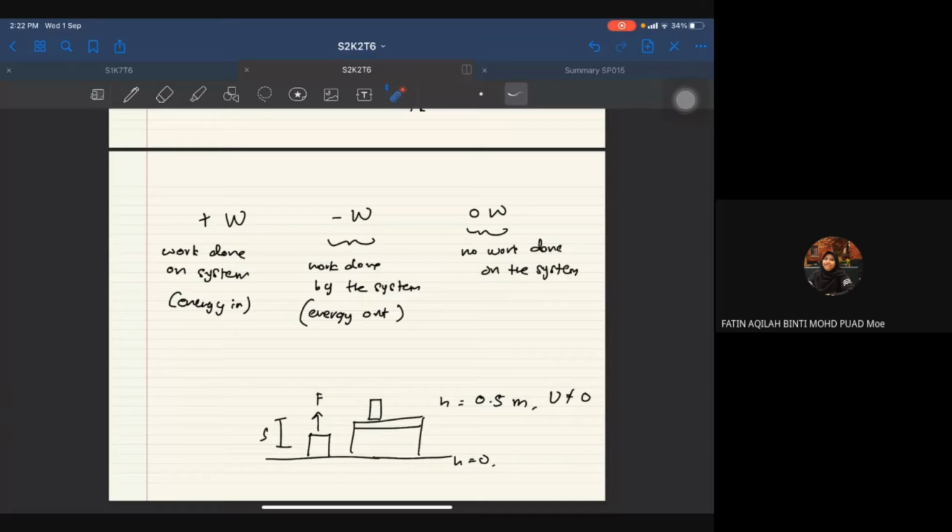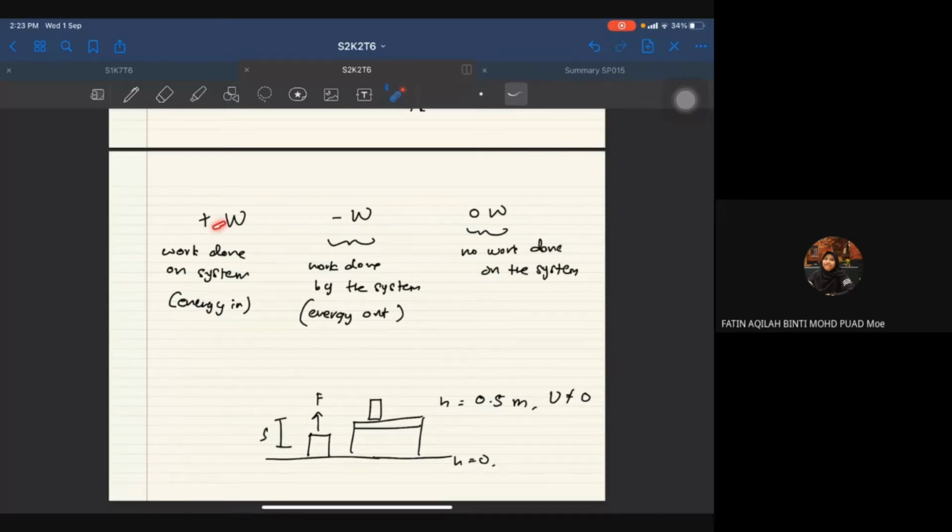So maksudnya dekat sini saya ada explain mengenai conservation of energy dan juga work energy theorem, which is what you're going to learn in the next subtopic. Okay, so kalau kamu tak faham sekarang, it's okay. This is just a concept lah. So saya just introduce work ni dia boleh jadi positif, negatif and zero. It depends on the situation.